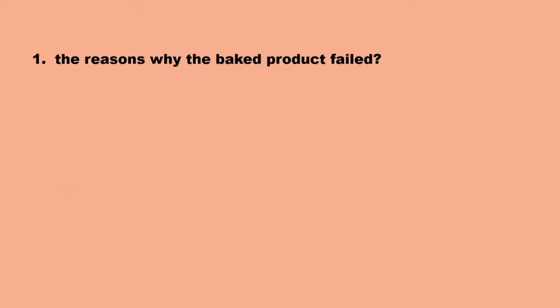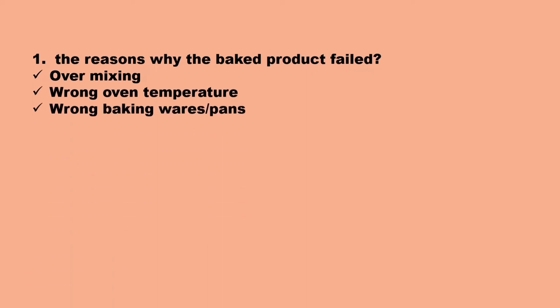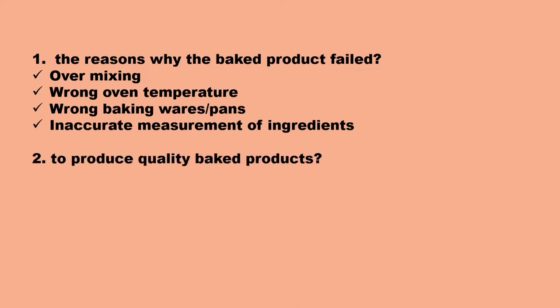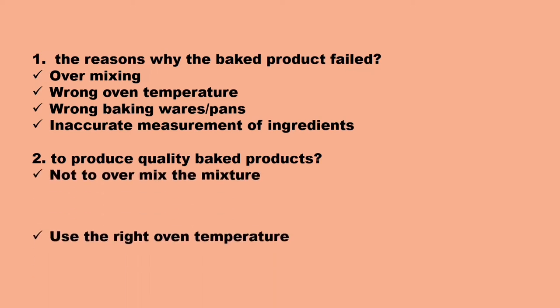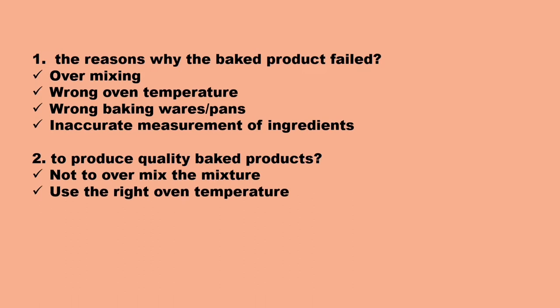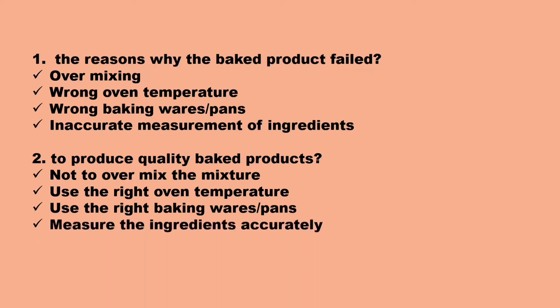What do you think are the reasons why the baked product failed? If your answer is overmixing, wrong oven temperature, wrong baking wares or pans, and inaccurate measurement of ingredients, you are all correct! If you are a baker, what will you do in order for you to produce quality baked product? If your answer is not to overmix the mixture, use the right oven temperature, use the right baking wares or pans, and measure the ingredients accurately, very good! You are correct!